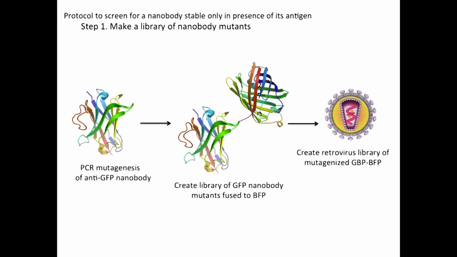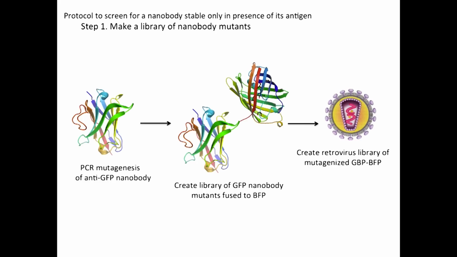So to see if this would work, the first thing we did is we took the nanobody, one of our favorite ones, it's one of the GFP nanobodies, and we mutagenized it throughout the protein using PCR mutagenesis. We took that library and we fused it to a blue fluorescent protein. This is not a GFP derivative, this is called TagBFP. It was a readout that we chose. So we have now a library of mutagenized nanobodies fused to BFP.